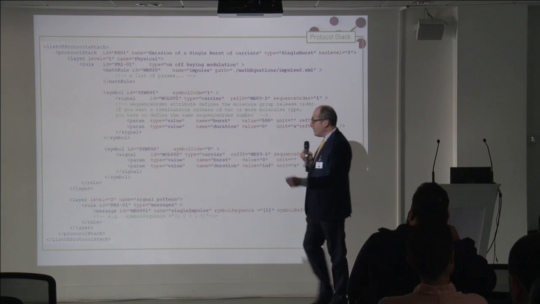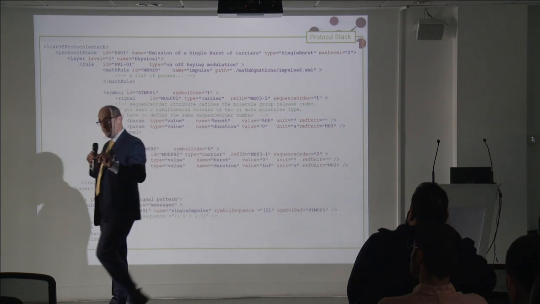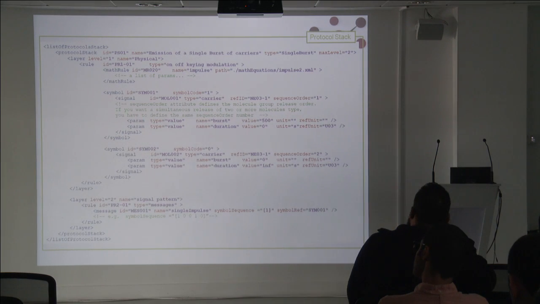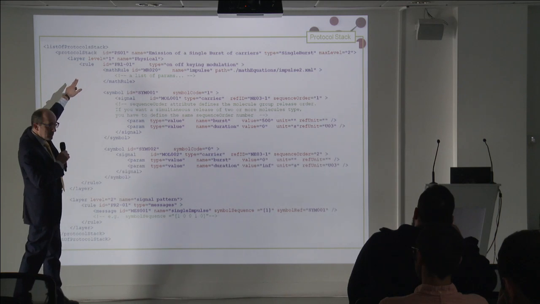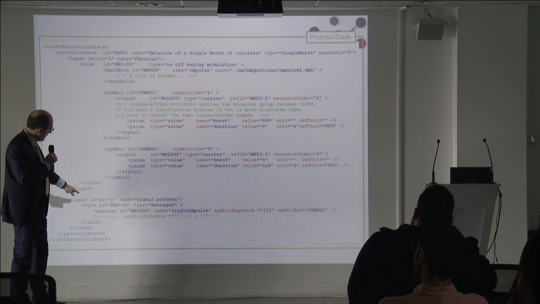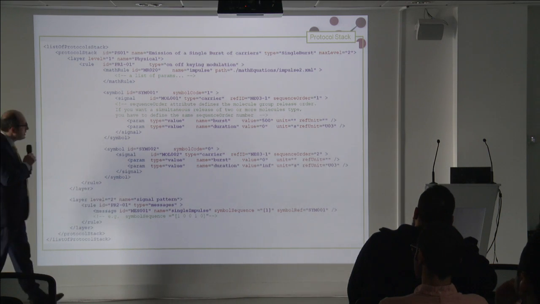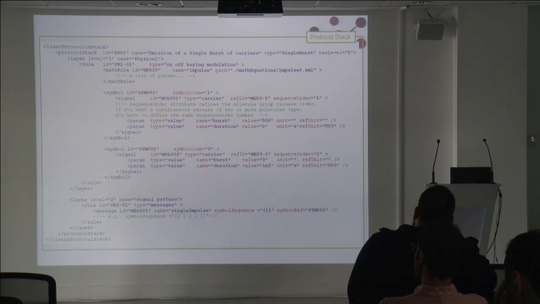Protocol stack, this is a bit more complex. Protocol stack is the core of the networking architecture that illustrates the interaction between the two elements, transmitter and receiver. We have defined, as I mentioned before, two levels. Level 1 equivalent to the physical layer, and level 2 equivalent to the link layer.